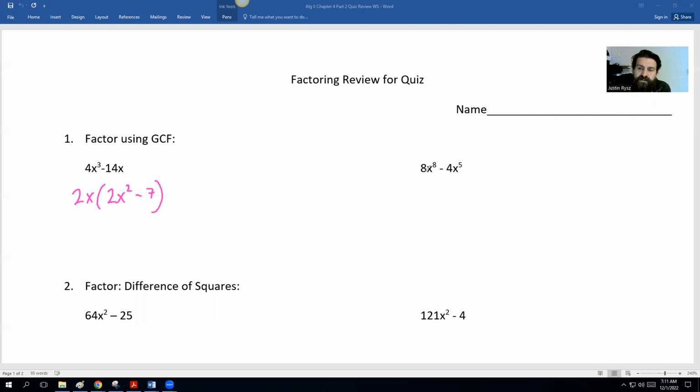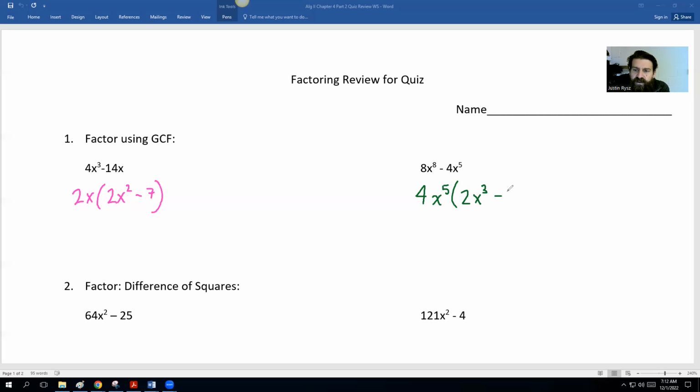What's the biggest number we can divide 8 and 4 both by? We can divide them by 4. Then we have x's on both terms, so that'd be an x, and they all have at least 5 of them. If we start dividing here, 8 divided by 4 gives us 2. We reduce this by 5 x's, so that just becomes x cubed. Pretty much just subtracting x's.